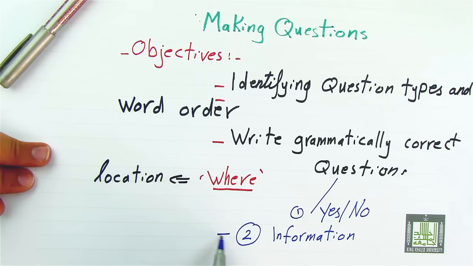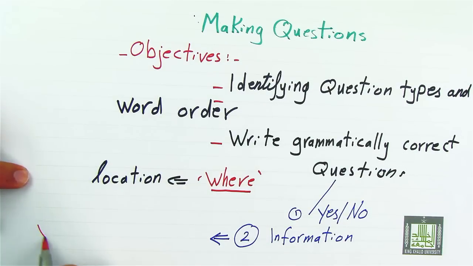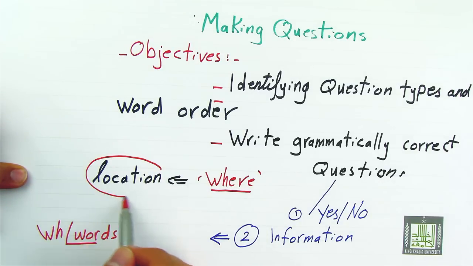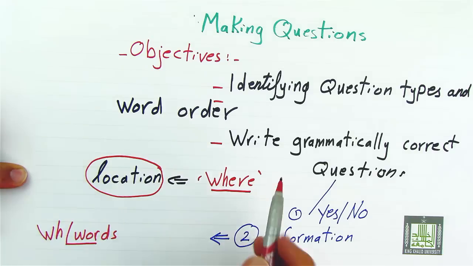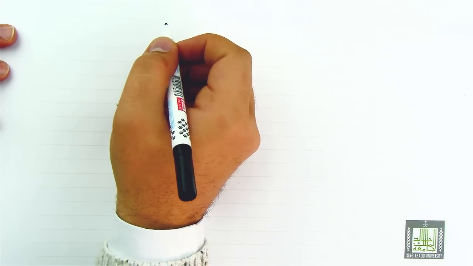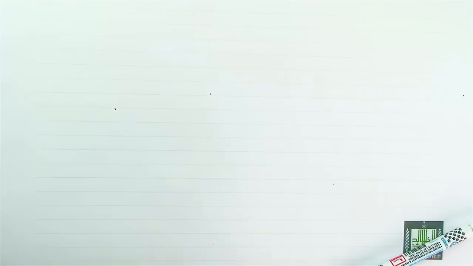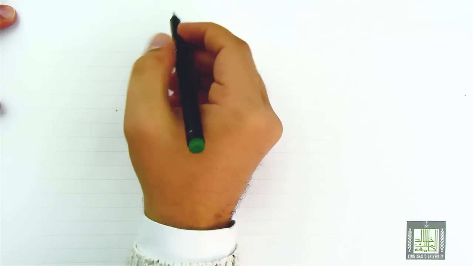Now, with regard to information questions, these questions usually start with WH words. But because we are talking about WH words that ask about location, then we are going to talk about where, how we use where in constructing questions. Now, let's start by giving the word order of WH questions.